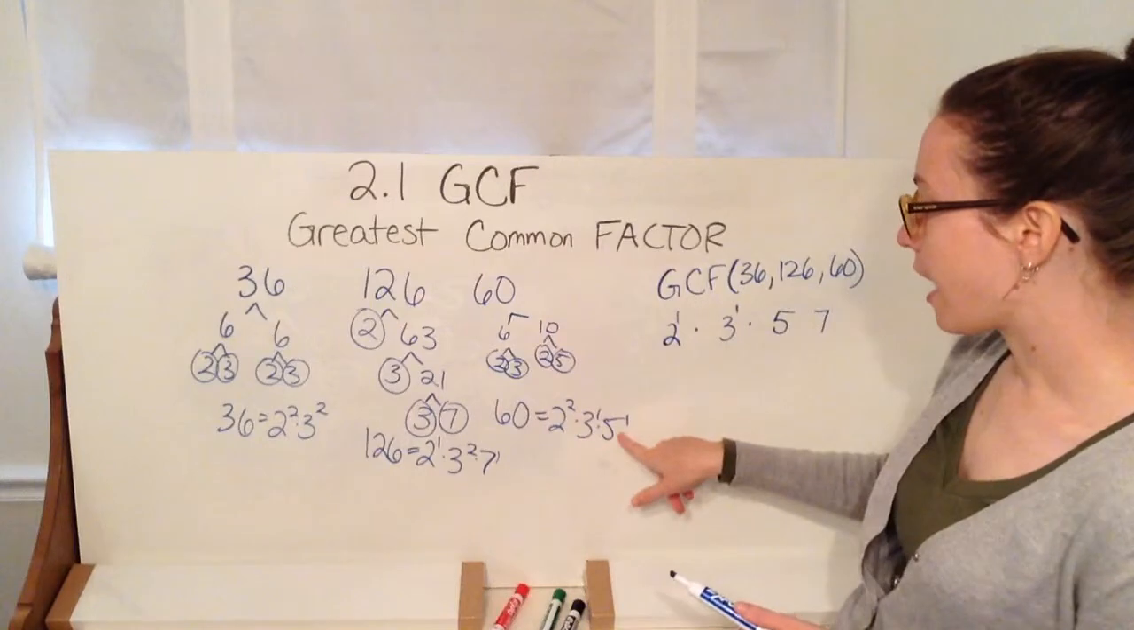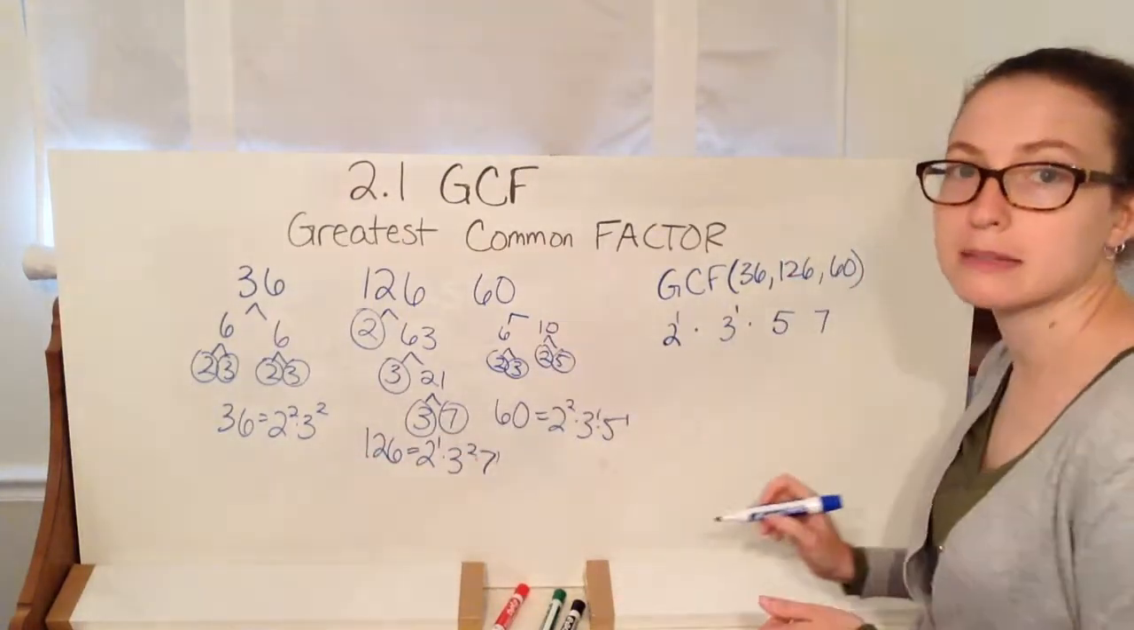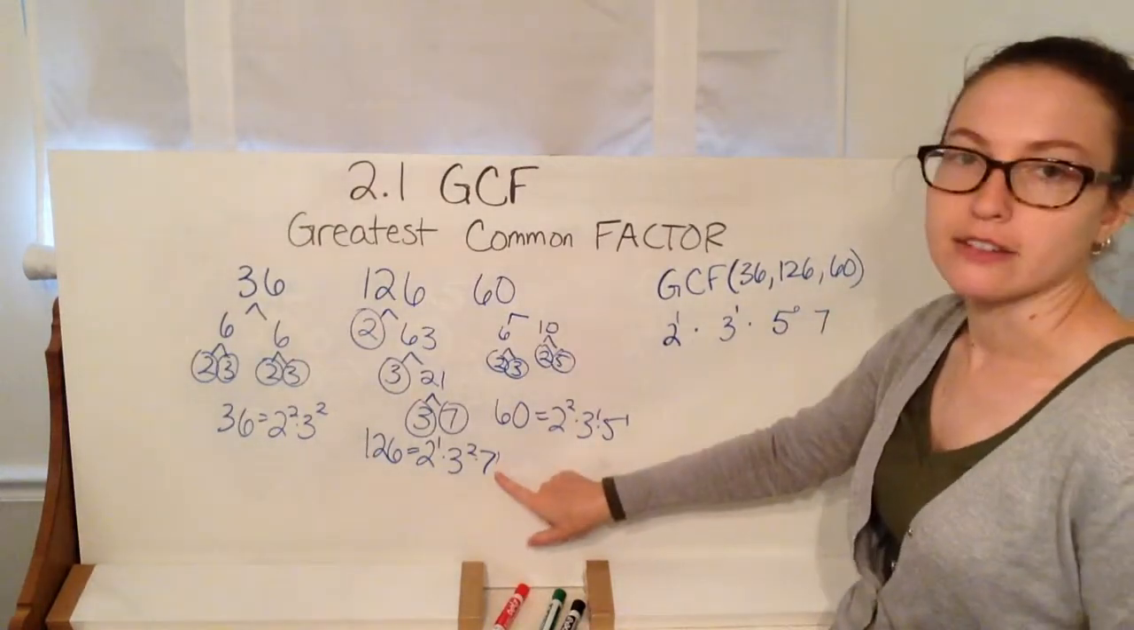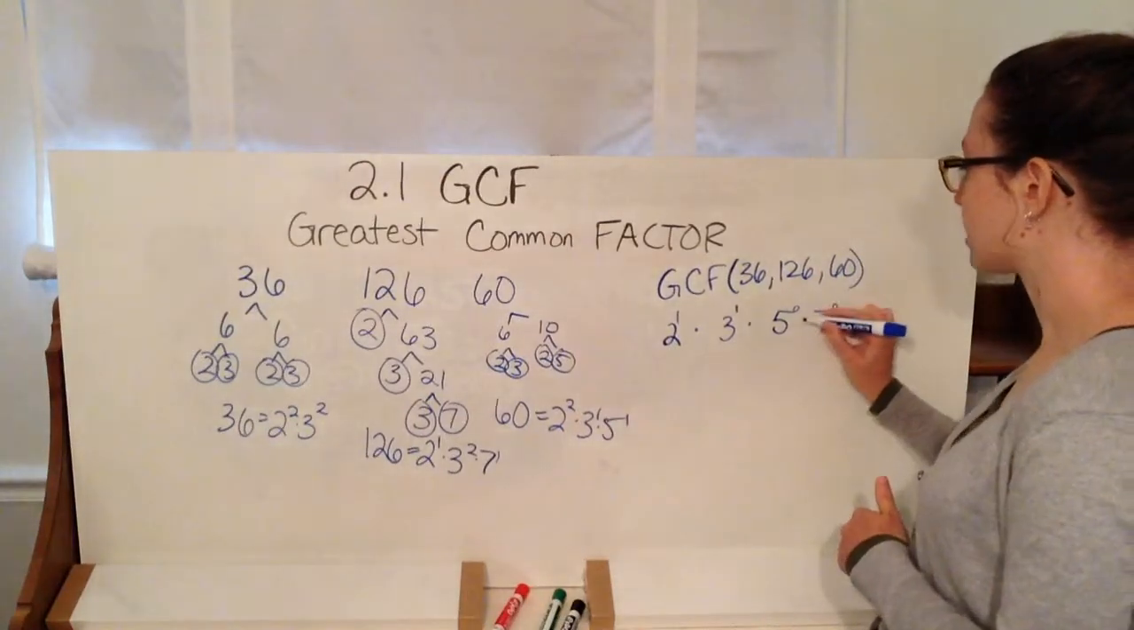5, I have a 5 here, but I don't have a 5 anywhere else, which means I'm going to make it an exponent of 0. And the same with the 7. I have a single 7, but no 7s anywhere else. So that gets a 0 as well.